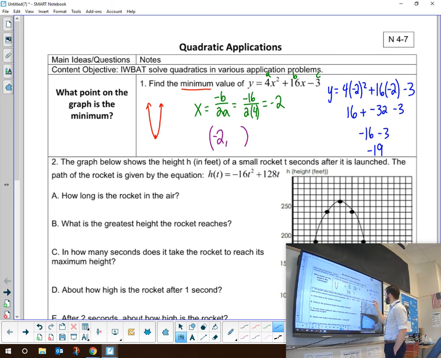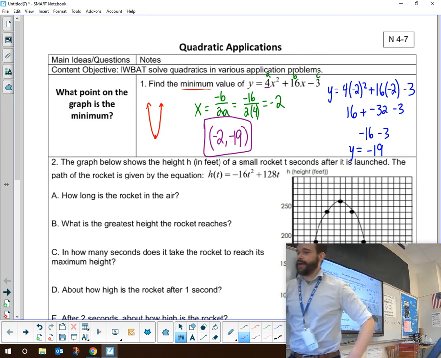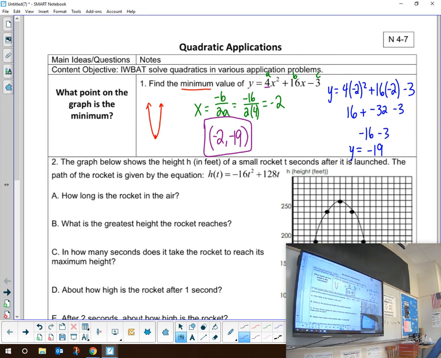So we have my 2 points: my x equals negative 2, my y equals negative 19. So my 2 points are going to be negative 2, negative 19. And that's going to be my vertex, which means it's going to be my minimum. And we know it's a minimum because my a is positive, so we're going to be opening upwards. All right? So there's our first problem.